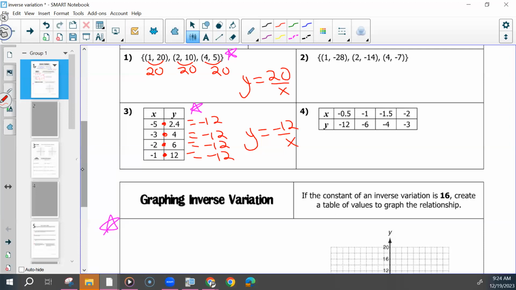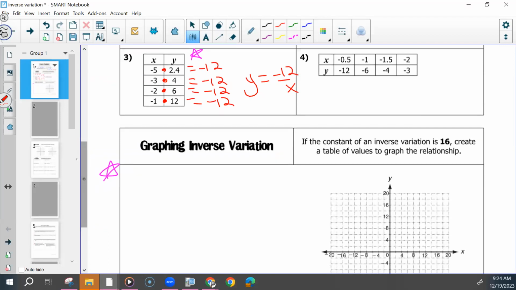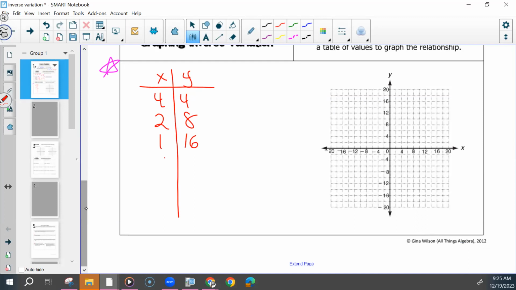Okay. This next part, we're going to graph one, but you're not going to need to know how to graph it. You're just going to need to be able to recognize this is what the graph looks like. So if we are given a constant that is 16, that means we have to multiply two numbers to get 16. What times what will give us 16? 4 and 4, 2 and 8, another one, 1 and 16. And because we're graphing this, I can also flip these, so I can say 8 and 2 and 16 and 1. Graph those 5 points on your graph.